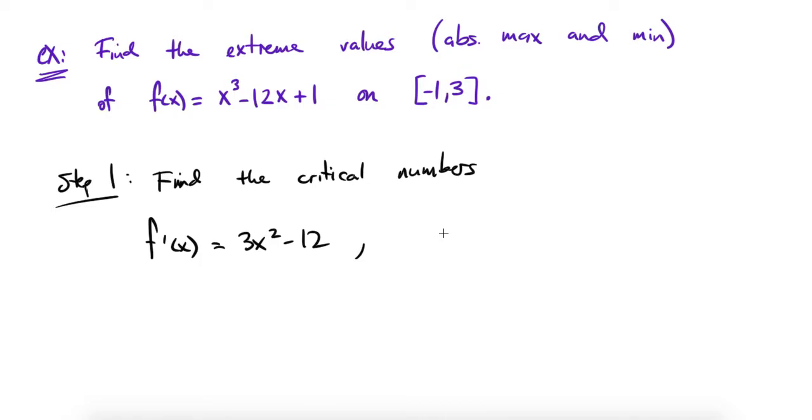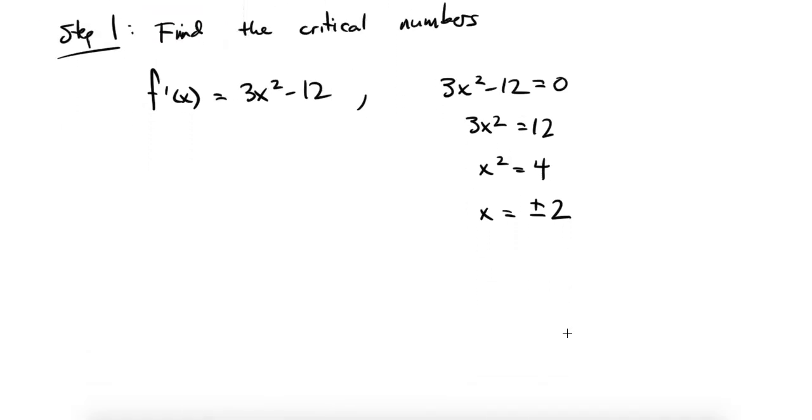We know that this one is not going to be undefined, so we're just going to set it equal to 0 and solve, and that's where we get our critical numbers. So in this case, 3x squared equals 12, x squared equals 4, x equals plus or minus 2. So I get two critical numbers, positive and negative 2. And then if I want the extreme values, step 2 is going to be to plug in your critical numbers and your endpoints and see which ones are the biggest and smallest. So plug in critical numbers and endpoints.